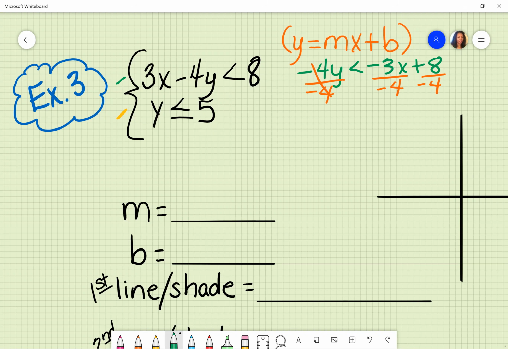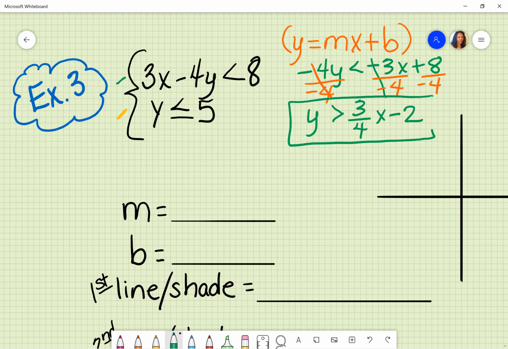I am left with y, and this is where I was cautioning you earlier, you have to change the sign because you're dividing by a negative coefficient. Those two negatives go away, so they cancel out. So I'm left with 3 over 4x. 8 divided by negative 4 is negative 2. This is the function that I am referring to when I check my work, not that one. So pay attention to that.